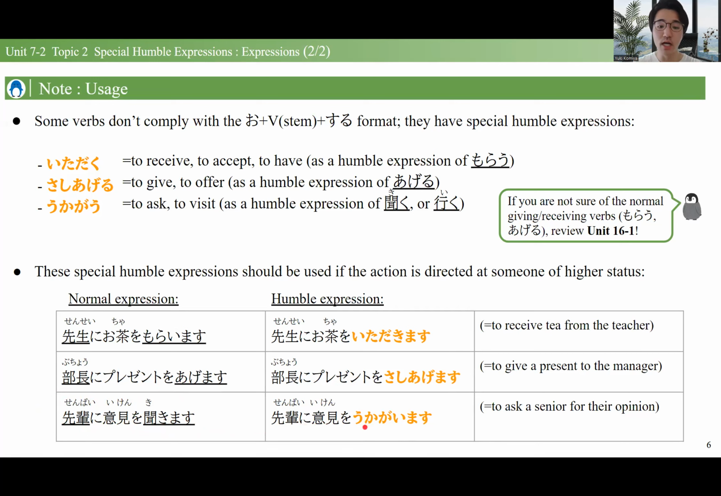先輩に意見を伺います。So normally, all verb stem する can apply to many verbs, but just for these verbs, remember to make them into the special humble expressions.